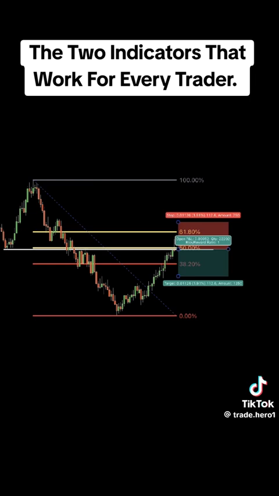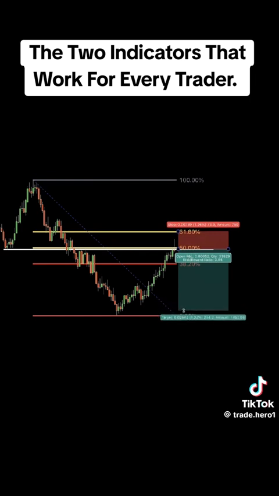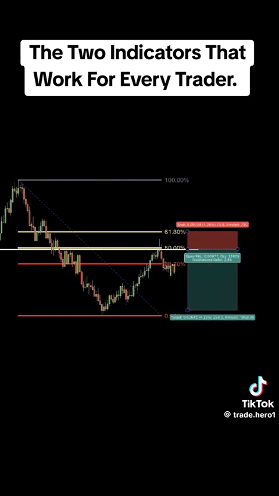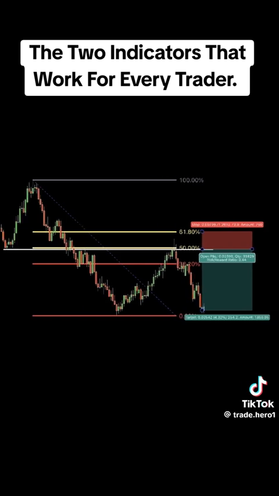Here's how we take the trade. Entry, at the close of the pin bar. Stop loss, just above the wick high. Target, the next support level below. And as you can see, the market respects the setup and drops toward our target.